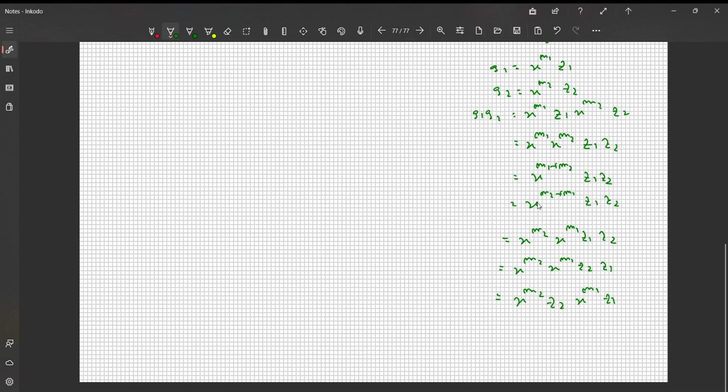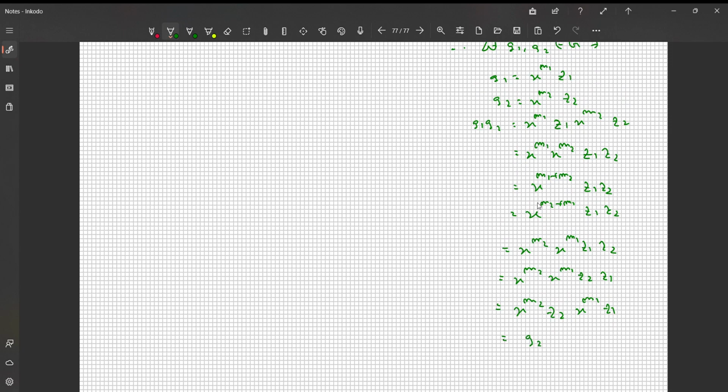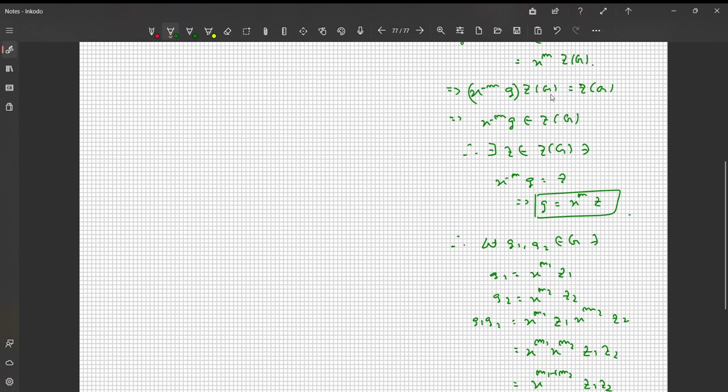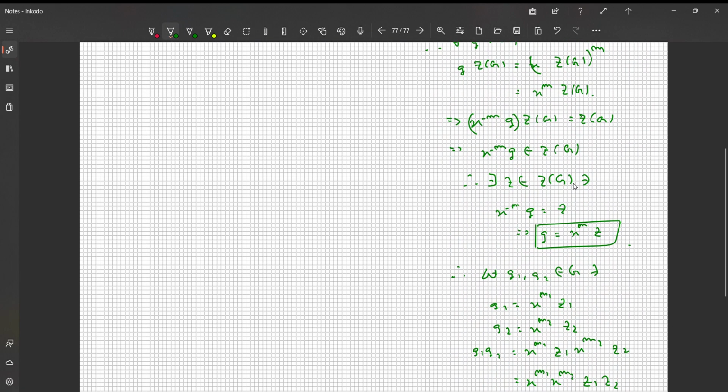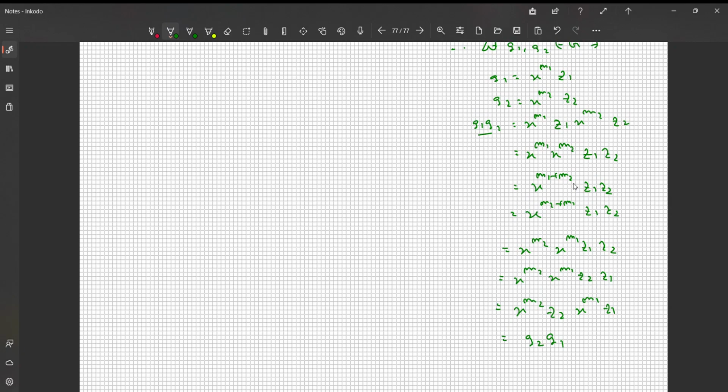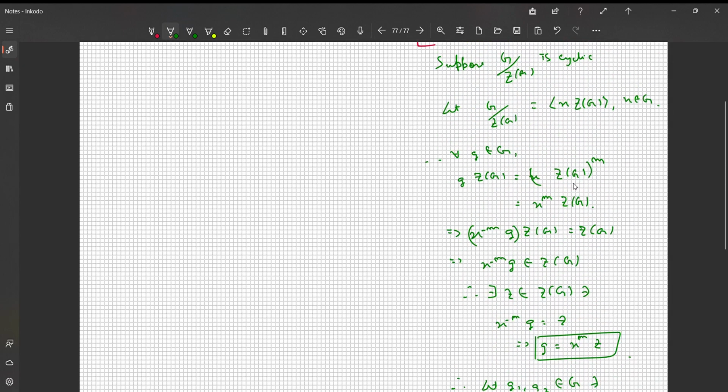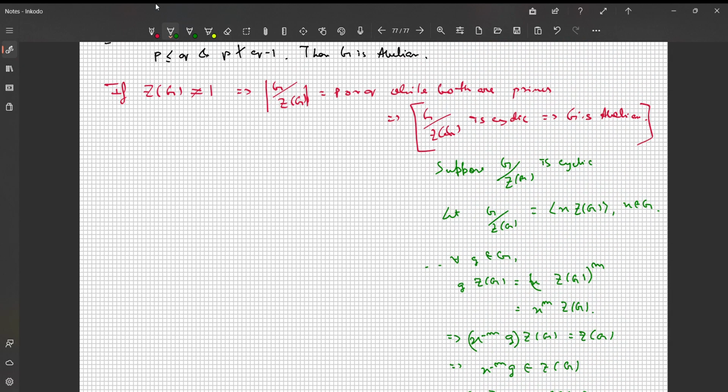But x to the power m2 is nothing but g2. And this, x to the power m1, z1, is g1. So g1, g2 is equal to g2, g1. Since g1 and g2 were chosen arbitrarily, the group G is abelian, right? Yeah. So we will use this fact in this.